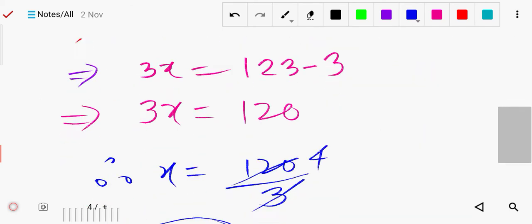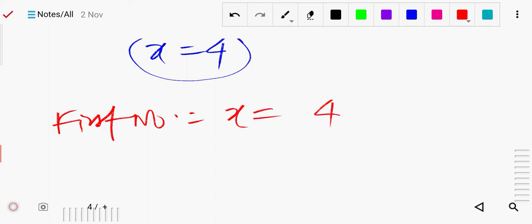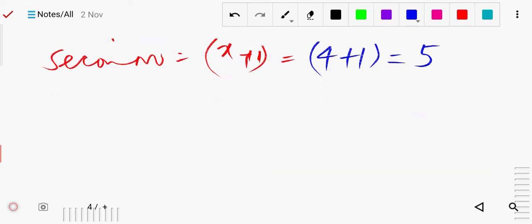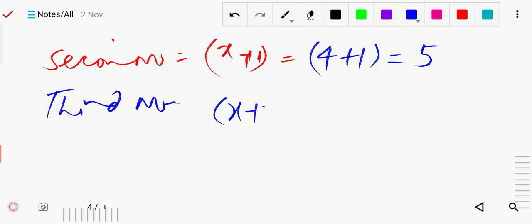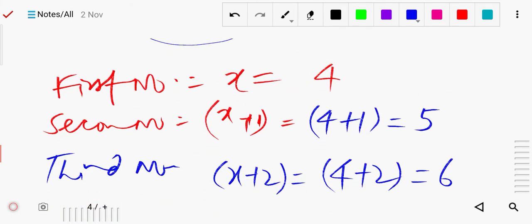Here we can write the first number. The first number we have assumed is x, so its answer will be 4. The second number we have assumed is x plus 1, so we can write 4 plus 1, which is equal to 5. And the third number we have assumed is x plus 2. The value of x is 4 and plus 2, which is 6. So you can check whether these are consecutive or not, one by one, 4, 5 and 6.